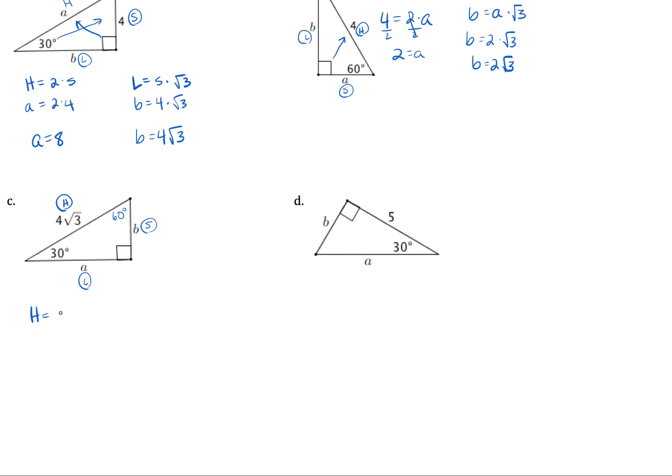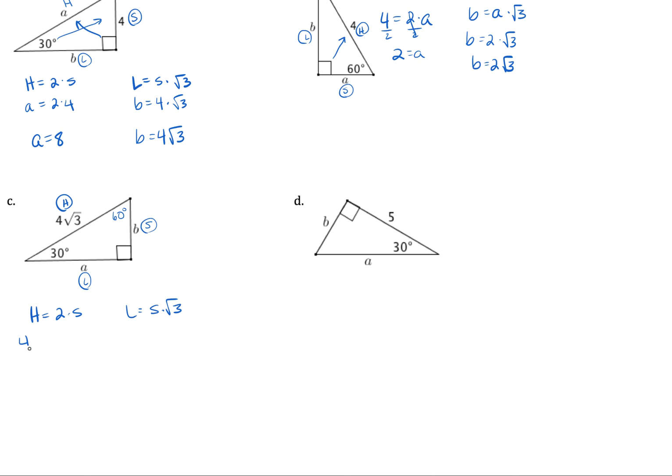I write out my two formulas. H equals 2 times S, and L equals S times the square root of 3. Again, if you write these out for every problem, eventually you're going to have them memorized without really having to put much effort into it. You're just going to have to write them out. It takes about 5 seconds for each problem.